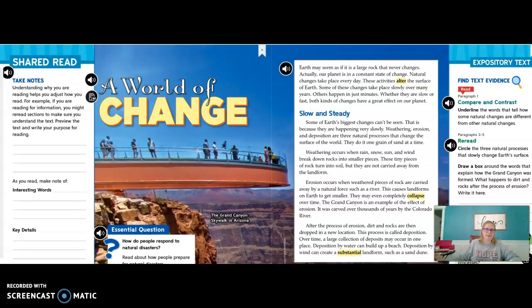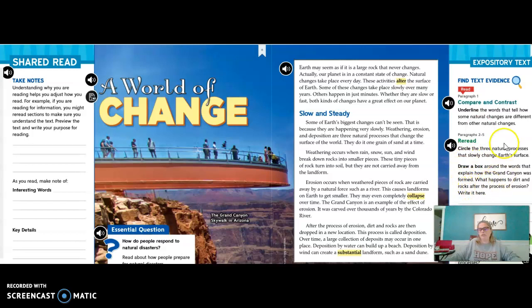Okay, now that you have reread that, I want you to go back to page 3, and in the text, in paragraph 1, so this one right here, I want you to underline some words that tell how some natural changes are different from other natural changes. That some of these changes take place slowly over many years, and some happen in just minutes. I might not have caught that on my first one.